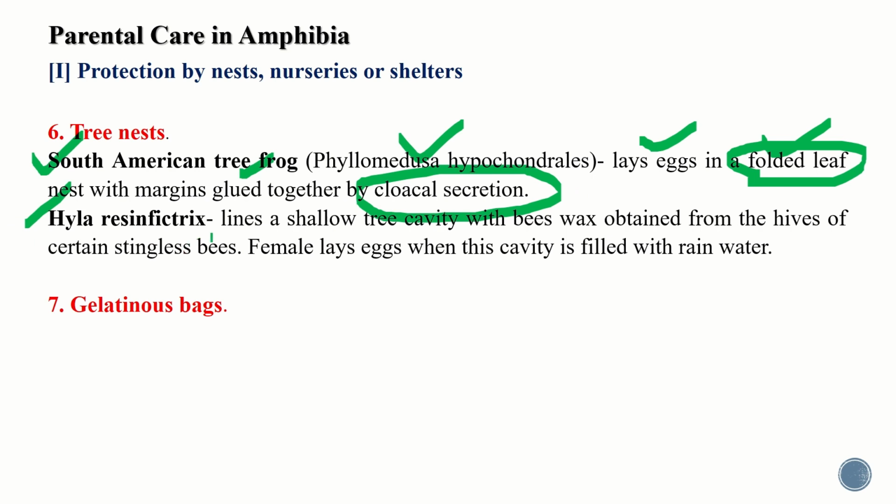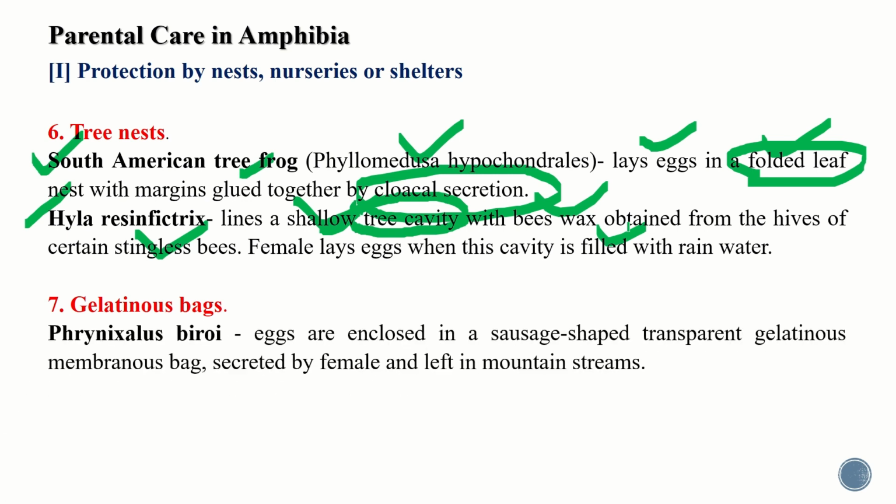In the case of Hyla resinifictrix, they line a shallow tree cavity with beeswax, and this beeswax is obtained from the hives of certain stingless bees. From the stingless bees' hives they collect the beeswax, which then lines the shallow tree cavity, in which the female lays eggs. When the cavity is filled with rainwater, the hatching of the eggs takes place.